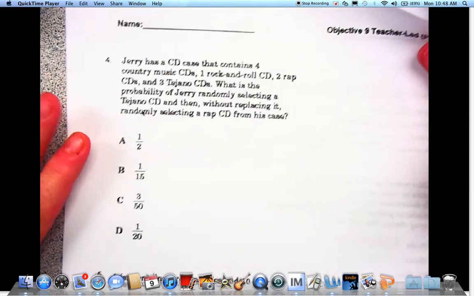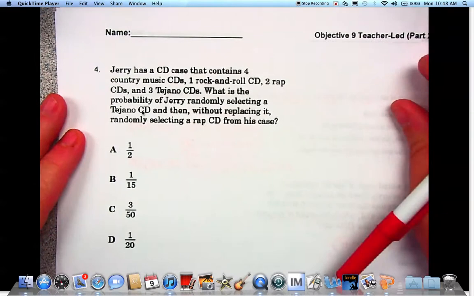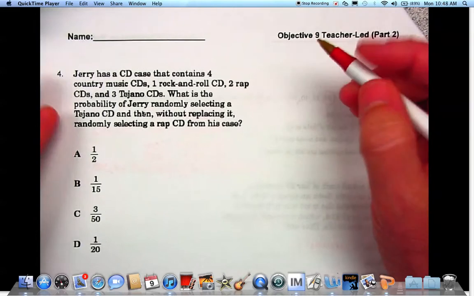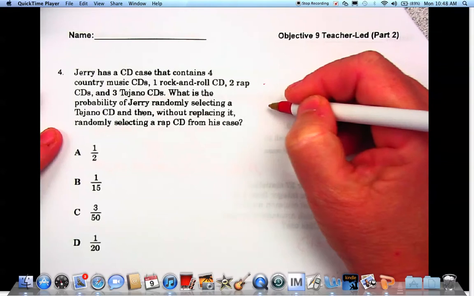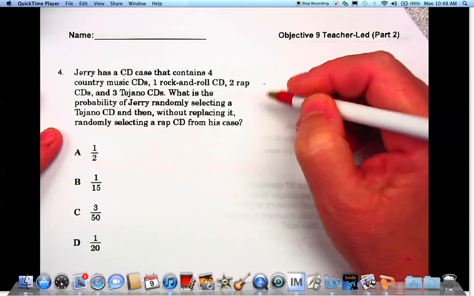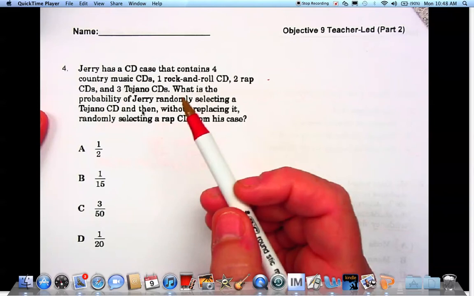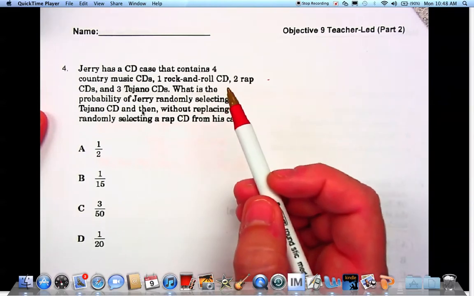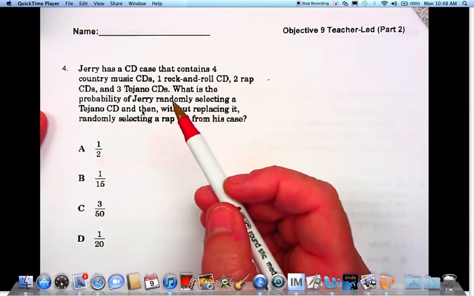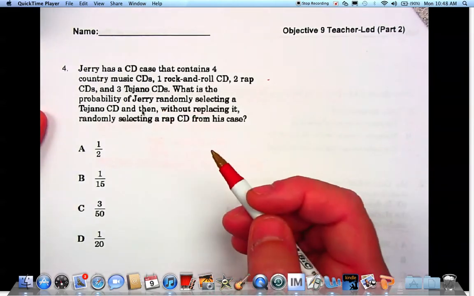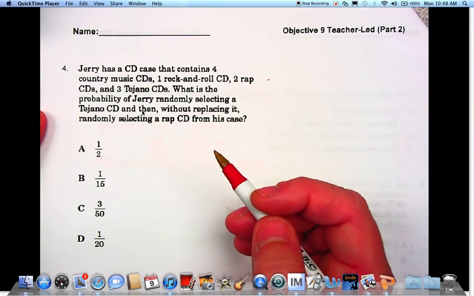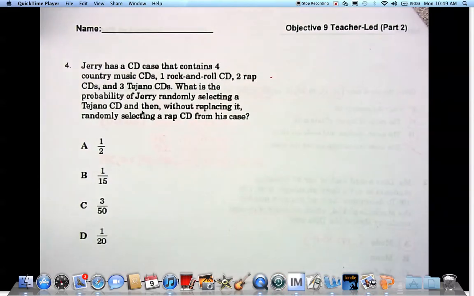Okay, this is probability. Probability is the top number is what you're looking for, the bottom number is the total number of possibilities. Okay, Jerry has a CD case that contains 4 country music CDs, 1 rock and roll CD, 2 rap CDs, and 3 Tejano CDs. What is the probability of Jerry randomly selecting a Tejano CD and then, without replacing it, randomly selecting a rap CD from his case? So let's just start with his first pick.